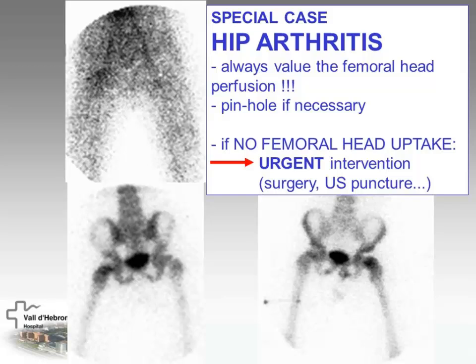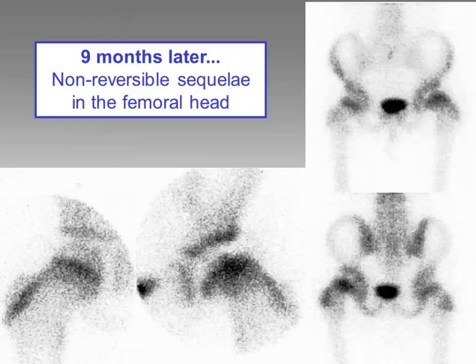In this case, this bone scan was not reported adequately, and an osteomyelitis of the neck was reported, but they said nothing about the absence of perfusion of the femoral head. That means that they did not intervene, and 9 months later, we found here irreversible sequelae on the femoral head.